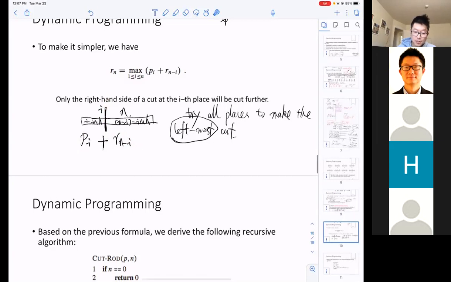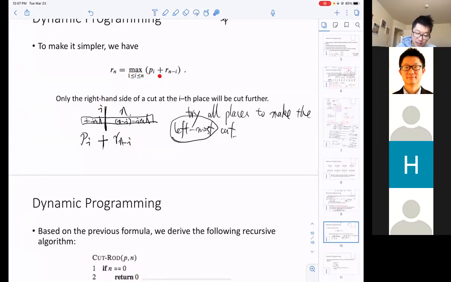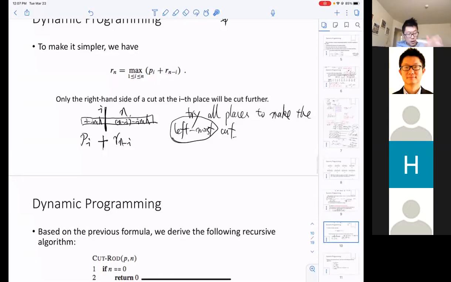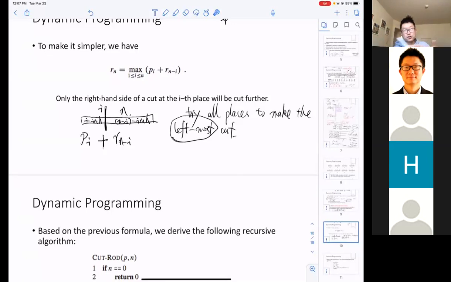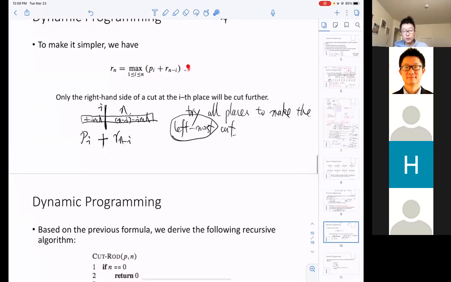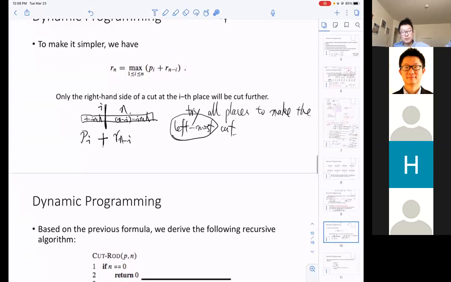Yep. Okay. So what it does is try all the possible places of the leftmost cut, where i starts from 1 until n. It calculates the revenue from each possible place of the leftmost cut, and then from all these possible places, it will return whichever gives you the maximum total revenue.